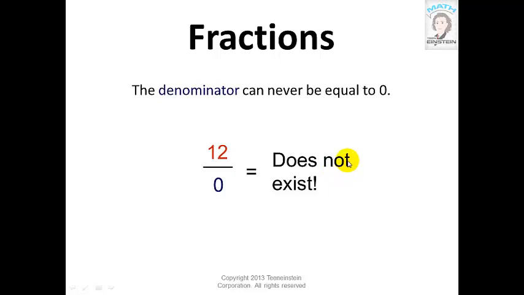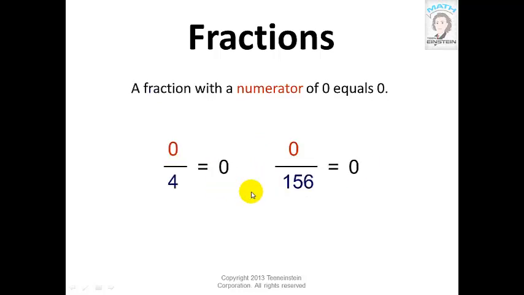But the denominator should not be equal to 0. When the denominator is 0, we never call it a fraction. It is not defined at all. So the denominator should not be 0. But the numerator may be 0. Nothing wrong in it. So 0 is also a fraction. The numerator may be 0, the denominator non-zero.